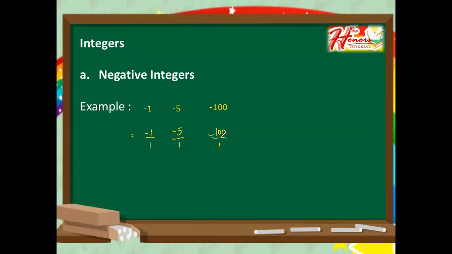So if you want to transform negative 1 or any of the negative integers in the form of a over b, just to prove that it is a rational number, please put 1 in the denominator and that's it. Next, let's have the other part.